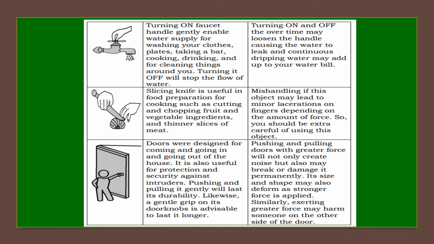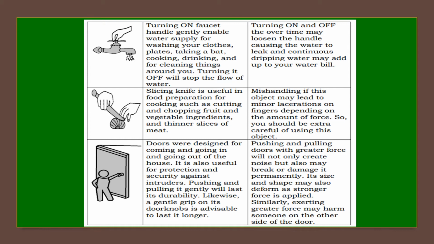Another one, turning on a faucet handle gently enables water supply for washing your clothes and plates, taking a bath, cooking, drinking, and cleaning things around you. Turning it off will stop the flow of water, while turning it on and off overtime may loosen the handle, causing the water to leak, and continuous dripping water may add up to your water bill.